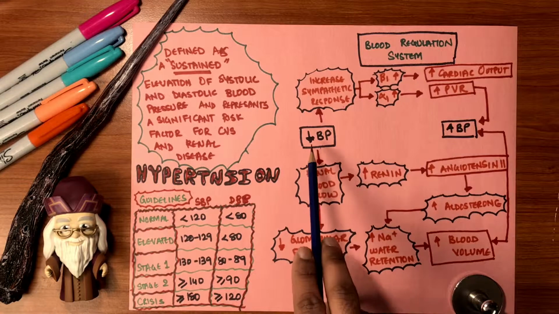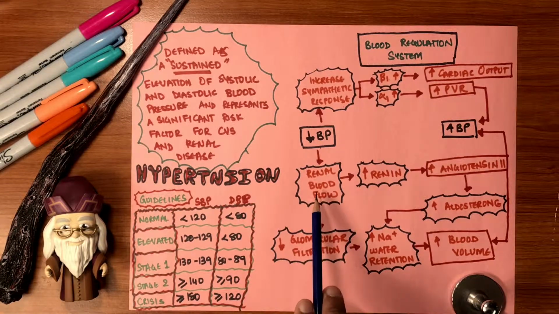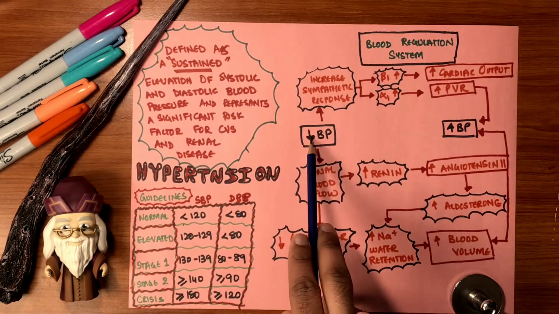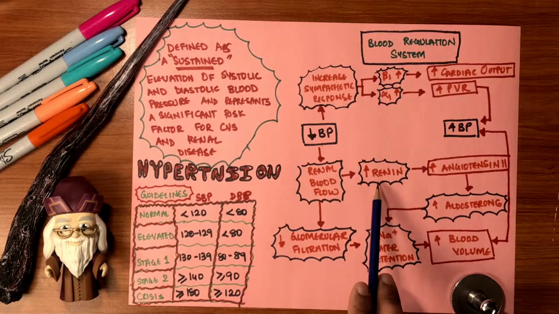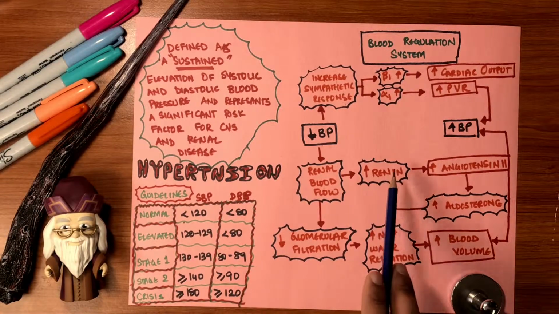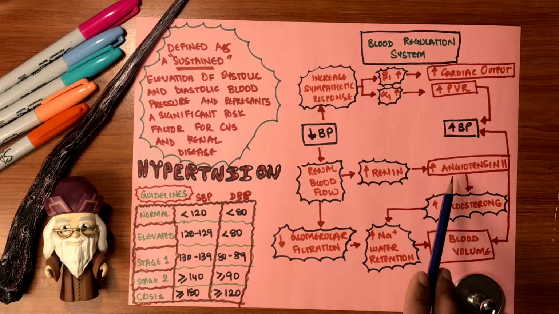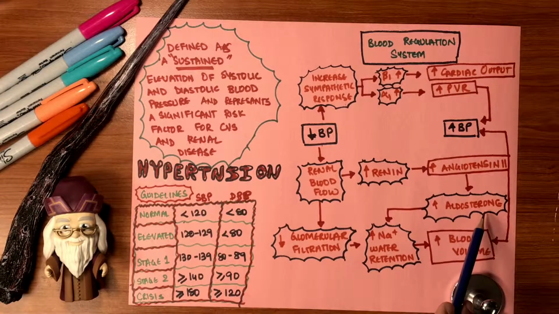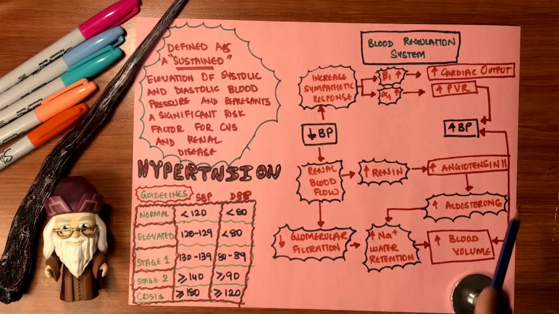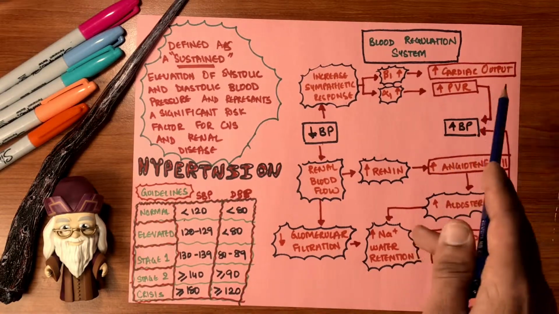Now, the other response is on renal blood flow. Because of reduced blood pressure, our renal blood flow is affected and renin increases. Because of renin, angiotensin 2 increases, because of which aldosterone increases, and due to which there is an increase in sodium and water retention. This will lead to an increase in blood volume, leading to an increase in blood pressure.